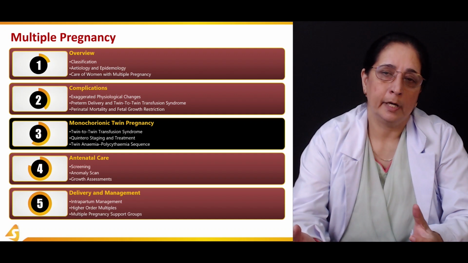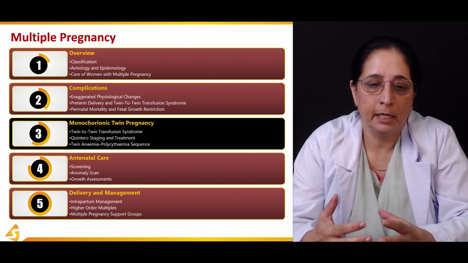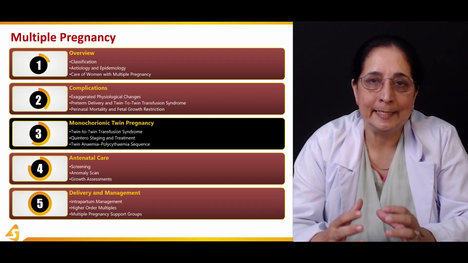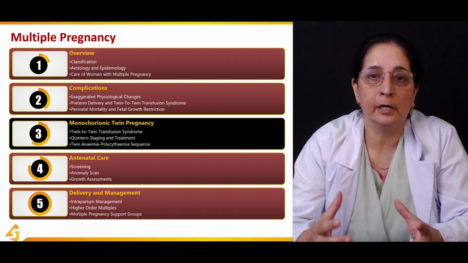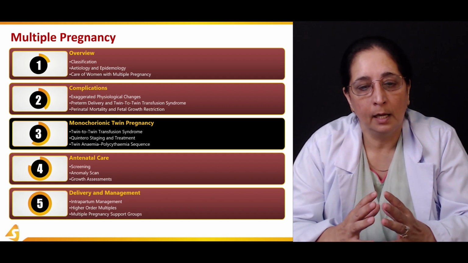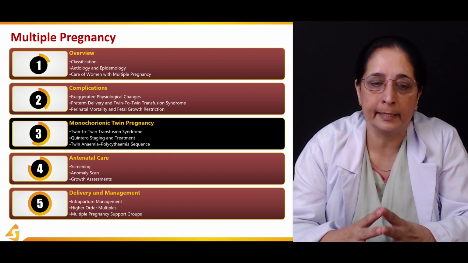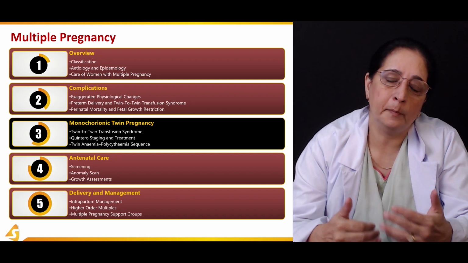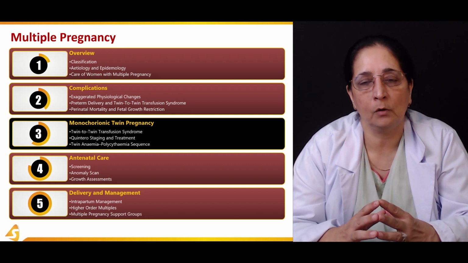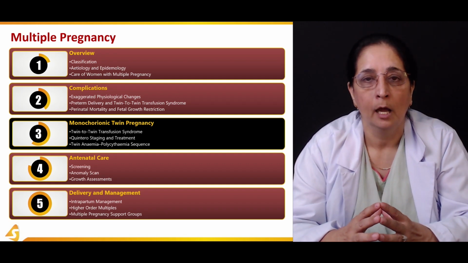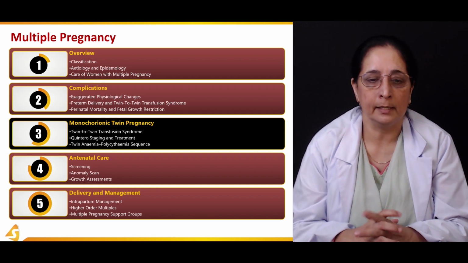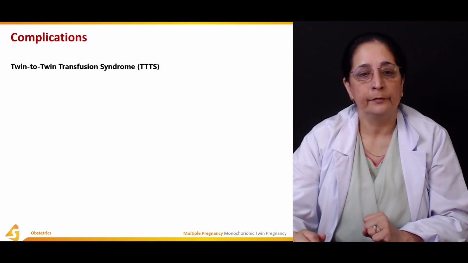Now in this we will talk in some detail about twin-to-twin transfusion syndrome, what the Quintero staging is, which is used for staging of twin-to-twin transfusion syndrome, and how it can be managed. And when we talk about twin-to-twin transfusion syndrome, two other terms or sequences are common, known as the anemia-polycythemia sequence. So all this we will talk about in this section. So let's start with section 3.